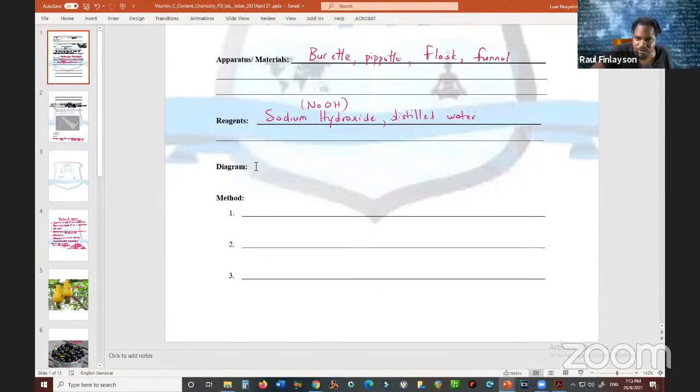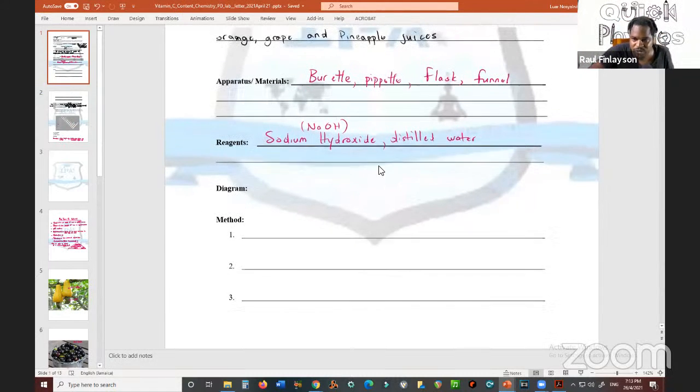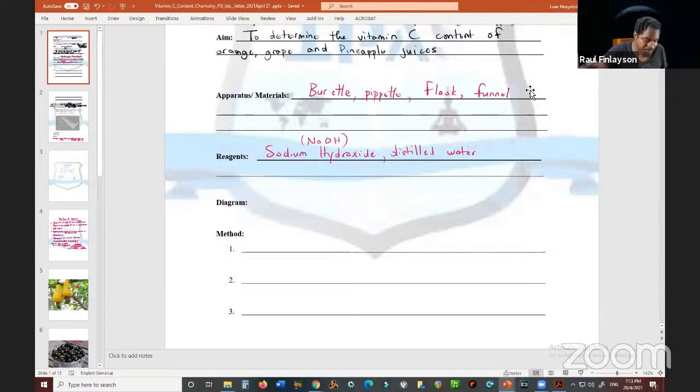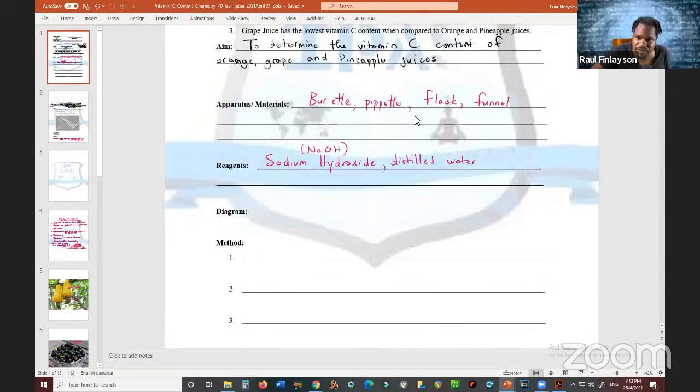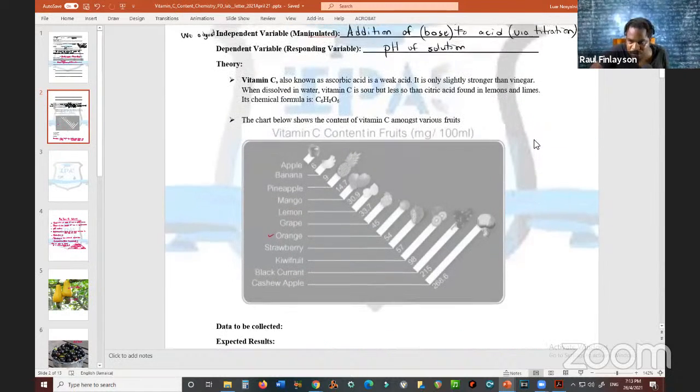And of course, the diagram that you would draw is just something like showing how you carry out the titration. So this part will be easy. We still might need more materials here if we're going to use the pH approach, because in this lab you can use 2 things to test the change in pH. So let me just go back to the variables in the lab here.